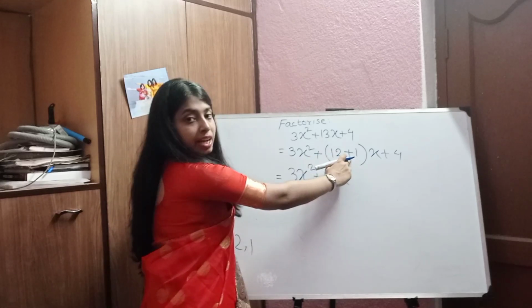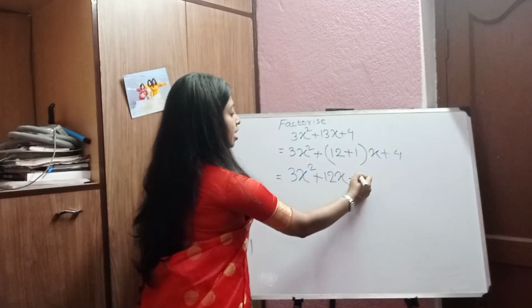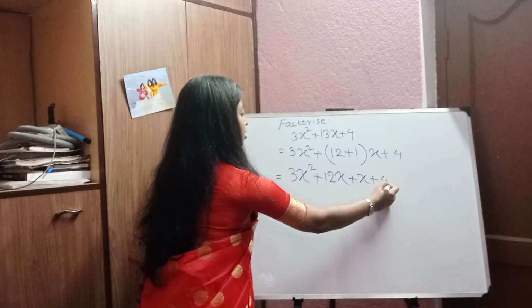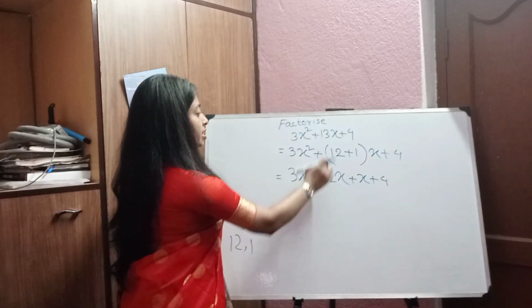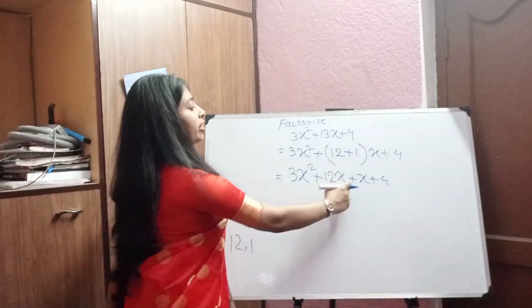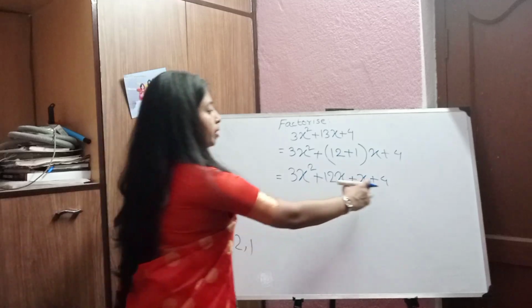Plus multiplied by plus will be plus. And there is 1 and there is x. So 1 into x is x. So basically, we can also skip this step. We can write 3x square plus 13x can be broken as 12x plus x or 12x plus 1x. That gives us 13x plus 4.